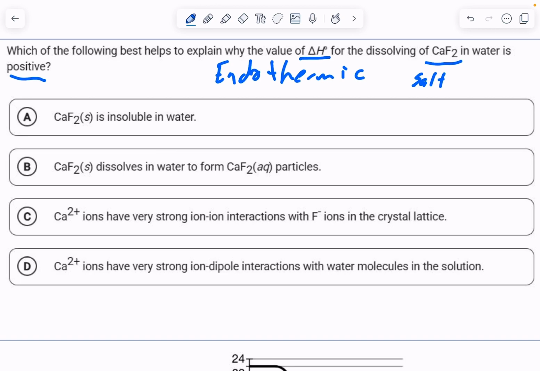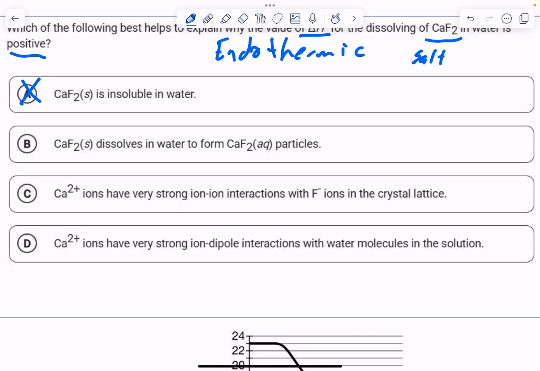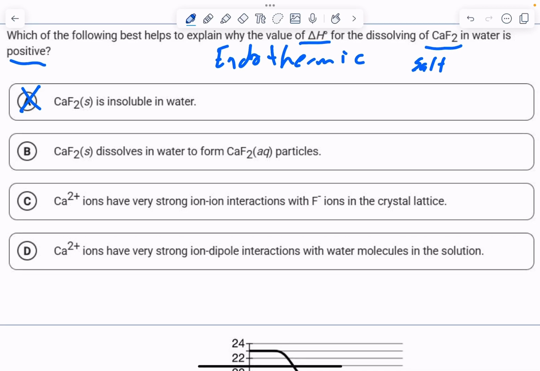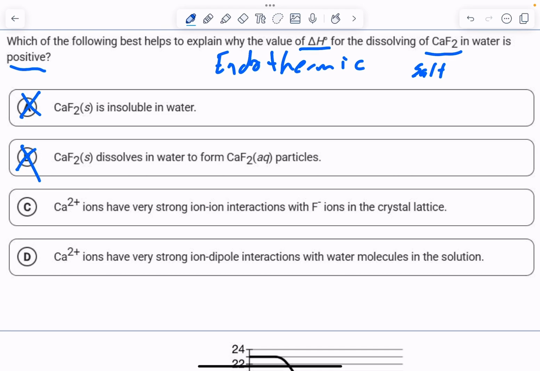So we're trying to figure out why dissolving a salt would give a positive delta H, and what would be a good answer choice for that. The first one, CaF2 is insoluble in water, is not even a true statement. CaF2 is soluble in water. All salts are soluble in water. CaF2 solid dissolves in water to form CaF2 aqueous particles. That is a true statement, the opposite of A, but it doesn't give us a reason why delta H should be positive. We'll talk about that with the next two answer choices.